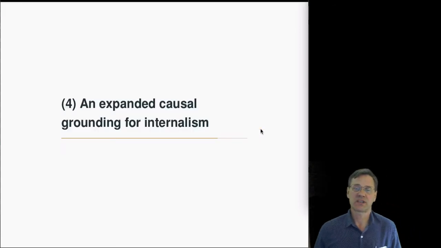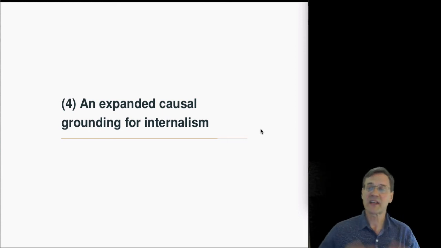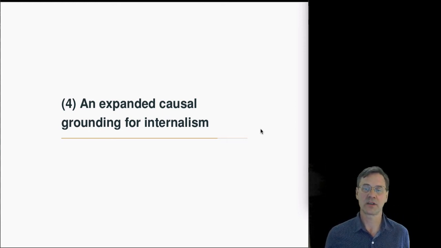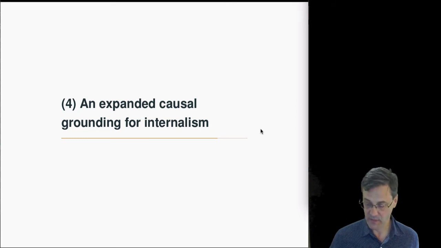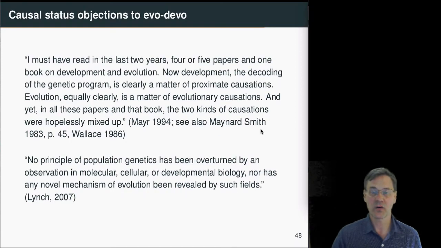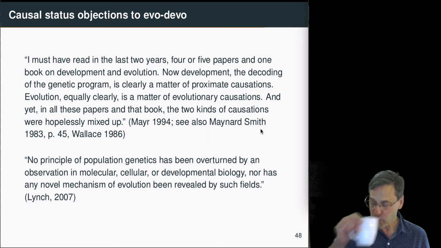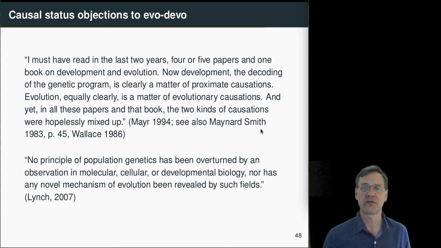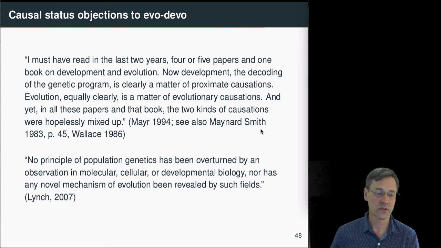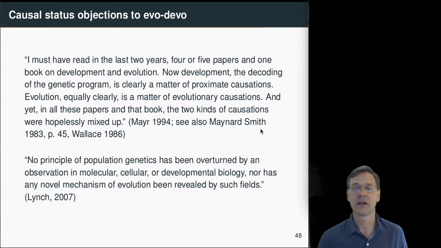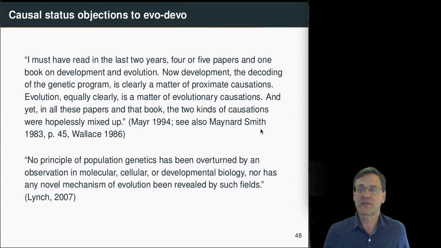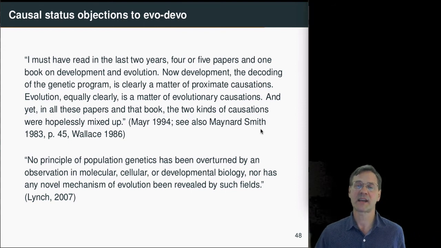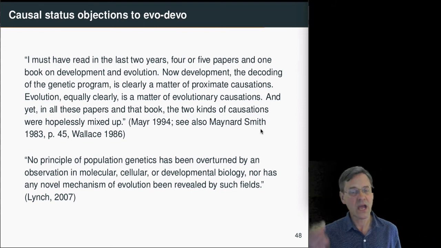Another novel implication to discuss is that we can specify a greatly expanded causal grounding for internalism. So what does that mean? Well, let's begin with the lack of a causal grounding. So for instance, the argument that development cannot be construed as an evolutionary cause was deployed very effectively against evo-devo by Ernst Mayr and others in the 80s and 90s, going up to Mike Lynch more recently. And this argument follows from the shifting gene frequencies paradigm because development is not a mass action pressure on allele frequencies. But now we can rebut this argument.